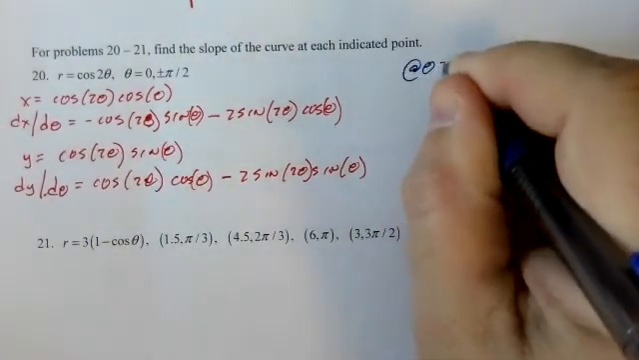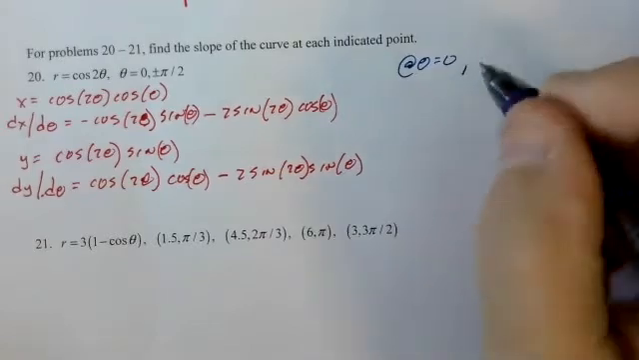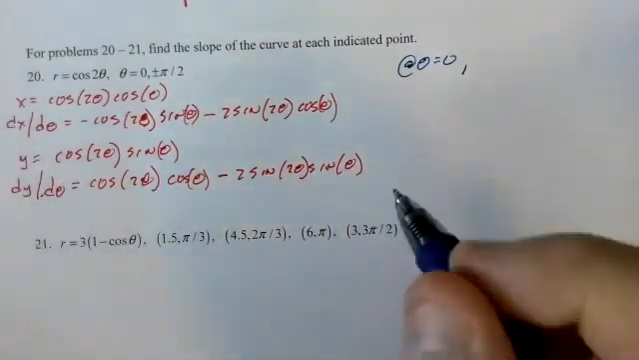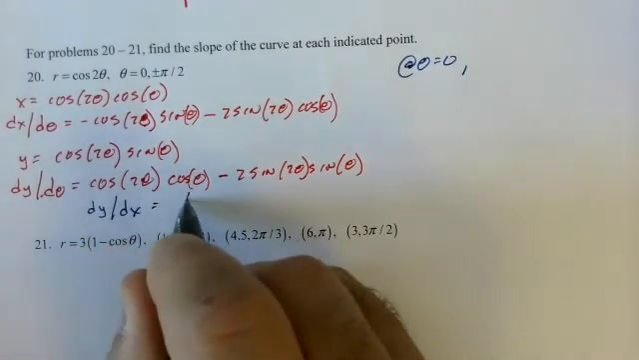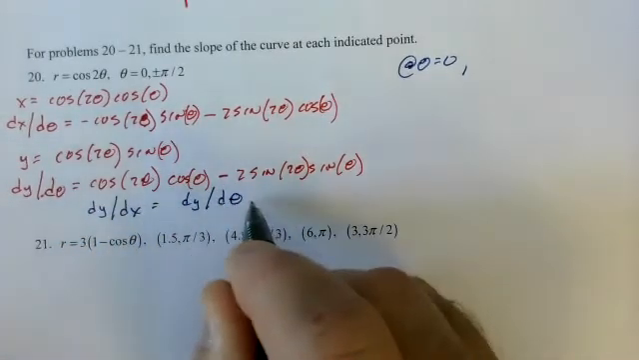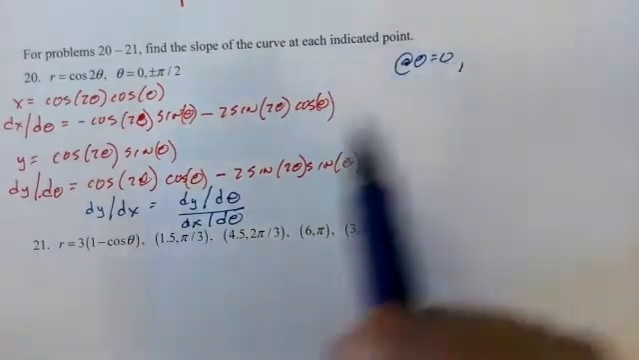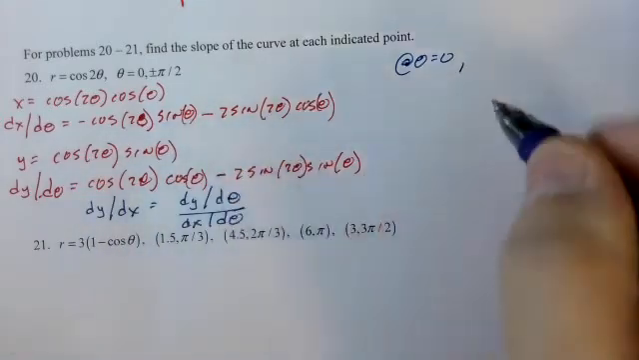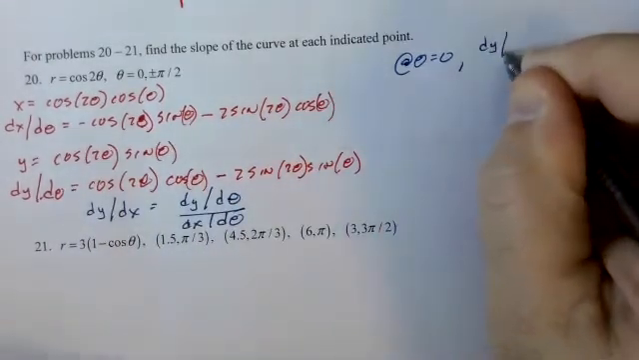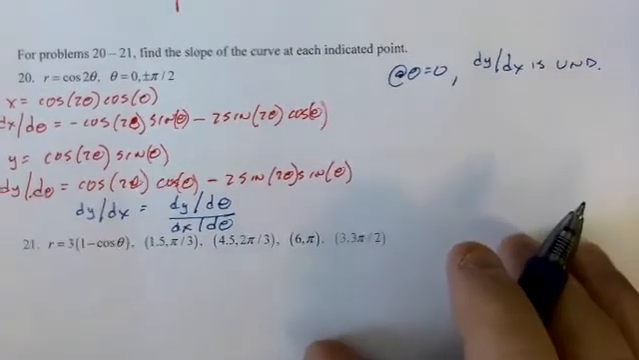At theta equals 0, I just plugged in theta. dy dx, well, let's slow down. dy dx equals dy d theta over dx d theta. So at theta equals 0, let's plug it in here. If I put it in here, I get 0 over 0. So I can't divide by 0. dy dx is undefined.